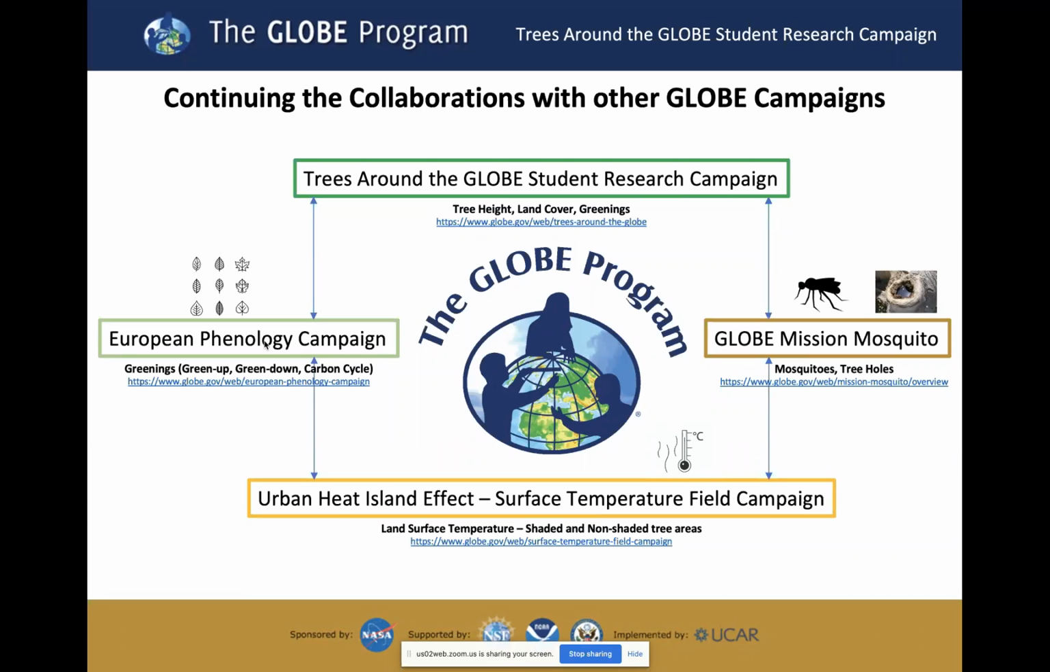And then GLOBE Mission Mosquito, which a lot of you may be members of as well. There are lots of different things about mosquitoes that tie into what we're doing, but there's something specific called a tree hole, which is like a knot in a tree where water can collect. Where water collects in a warm, moist climate, you can get mosquito habitats. These tree holes can be potential mosquito habitats. So if they find a tree with a tree hole, they can look for mosquito larvae, take a mosquito habitat observation, and then also take a tree height observation. This is how we collaborate with a lot of the GLOBE campaigns right now.